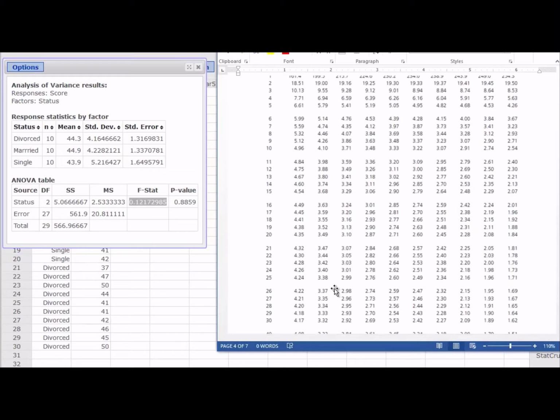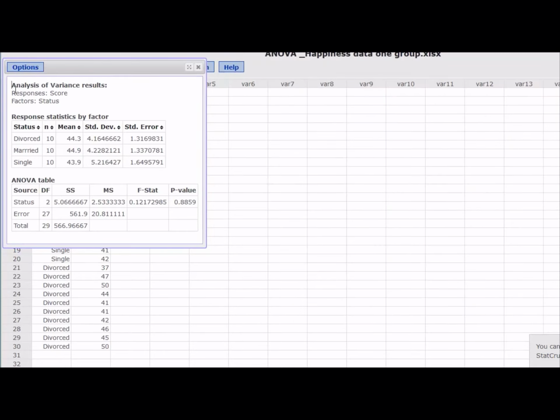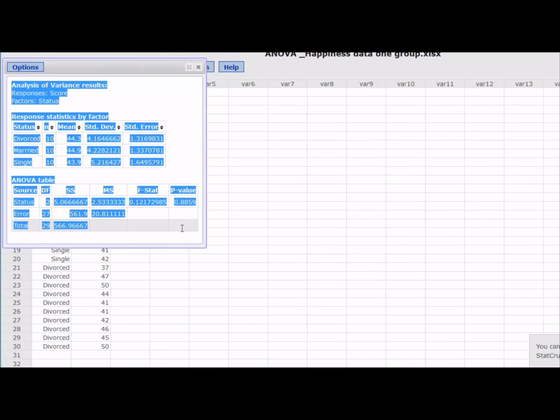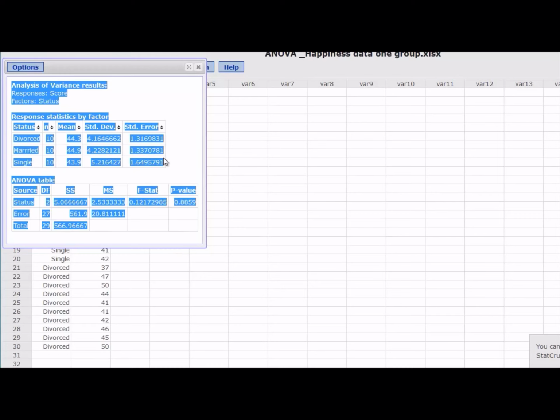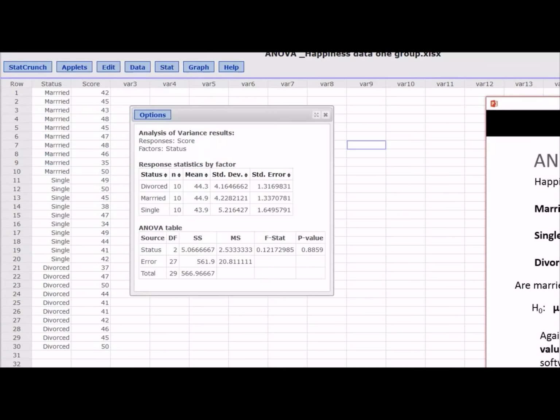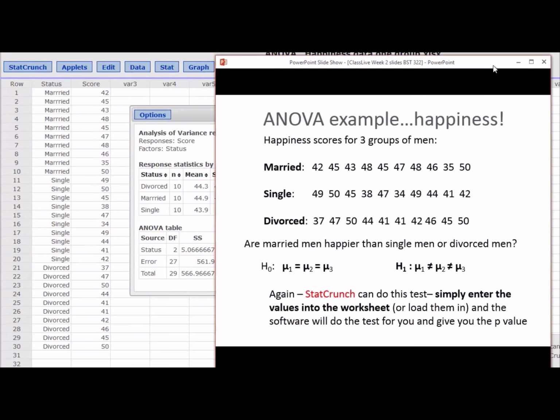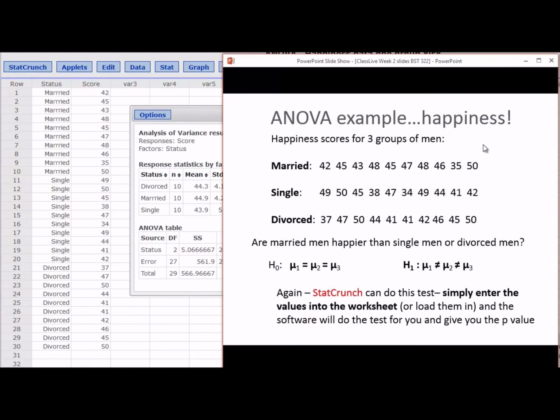Your marriage status seems to have no bearing on your happiness in this sample. Once we're done, we can drag over and copy this data to put into our assignment or final documents. This is a quick demonstration of how we can use some sample data and perform a one-way ANOVA in StatCrunch.